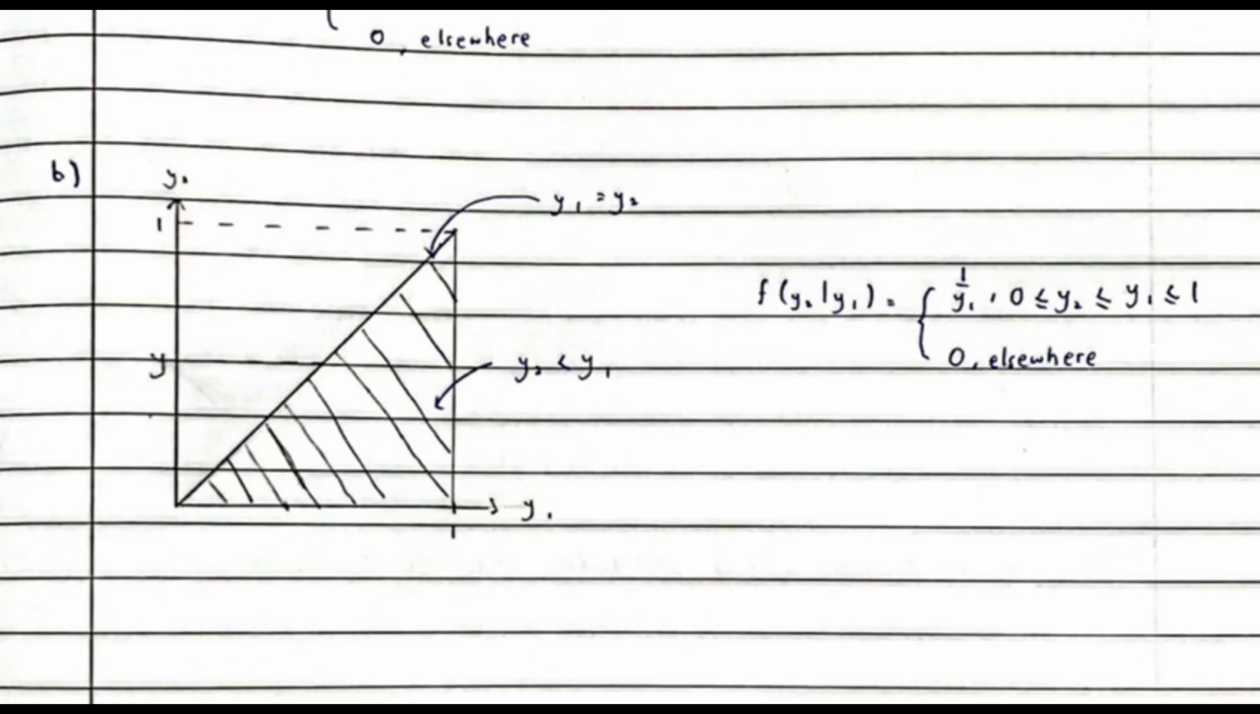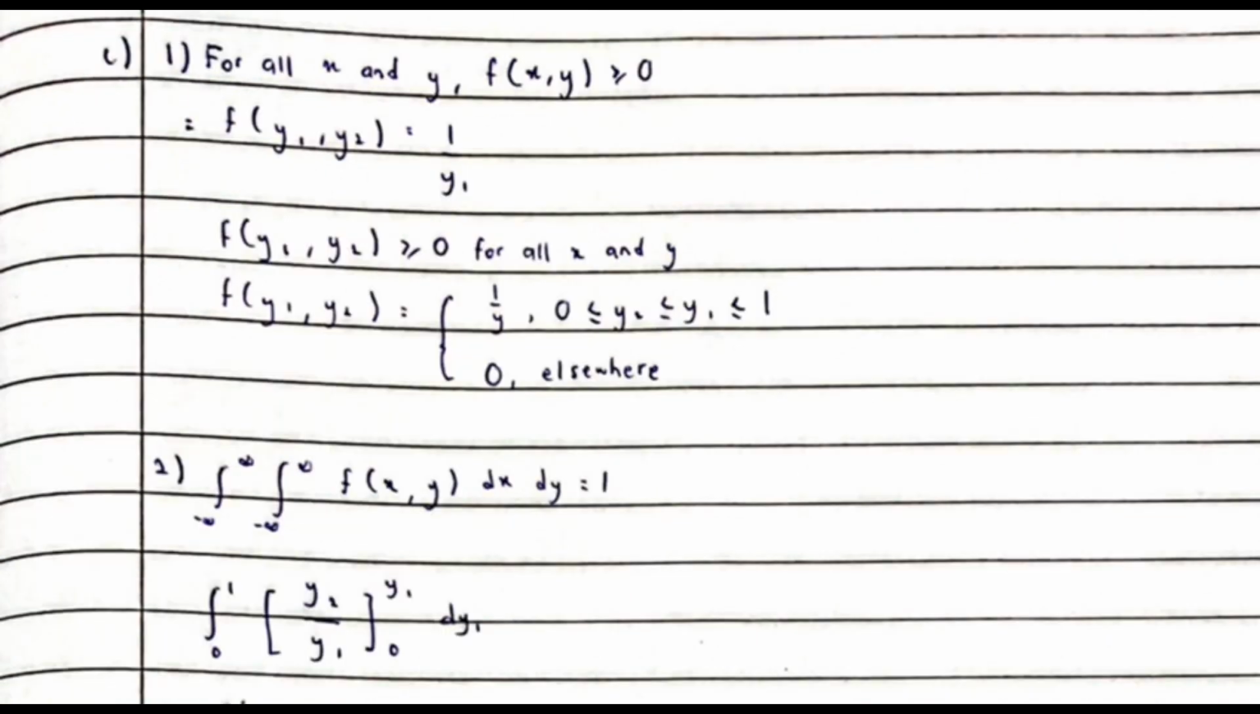So the next question is B. Sketch the base of the surface based on the case study. So this is what I sketched, and the area shaded is on the bottom because it is stated that y2 is smaller than y1. So the next question is C.